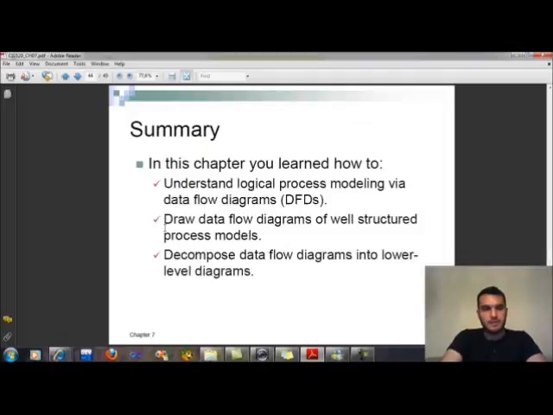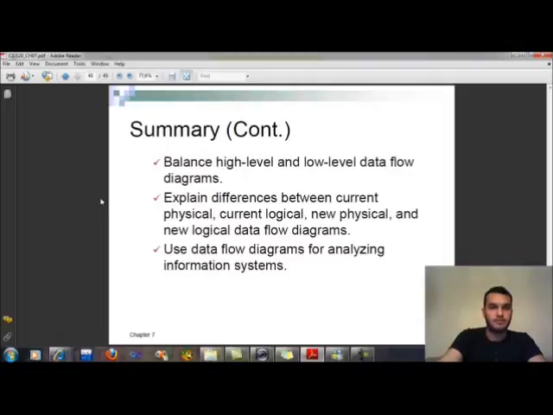And what's the summary of this chapter? Firstly, in this chapter, we understood logical process modeling via data flow diagrams, and drew data flow diagrams of well-structured process models, and decomposed data flow diagrams into lower level diagrams. And then we learned to balance high level and low level data flow diagrams, explain differences between current physical, current logical, new physical, and new logical data flow diagrams. And the last one is to use data flow diagrams for analyzing information systems. And thank you for watching this chapter.